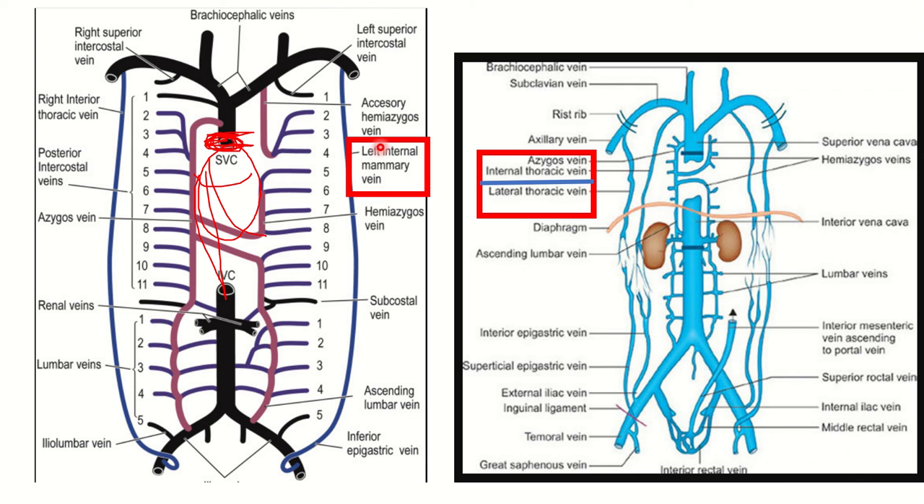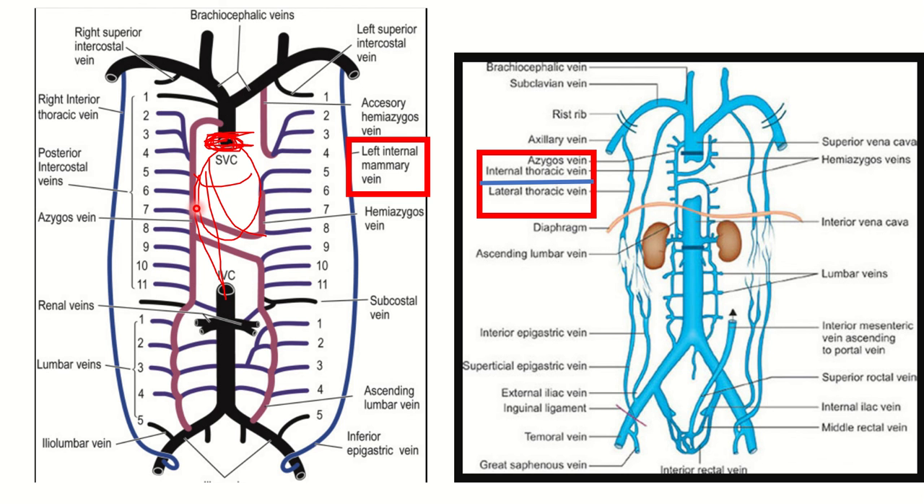And we can see there are another two vessels here: the left internal mammary vein, and on the right side the right internal mammary vein. They also backflow, and the blood drains into the external iliac vein. From the external iliac vein they drain into the common iliac vein, then the inferior vena cava, and finally from the inferior vena cava into the heart.